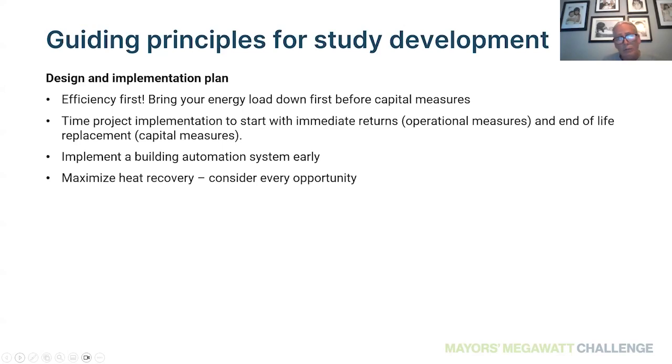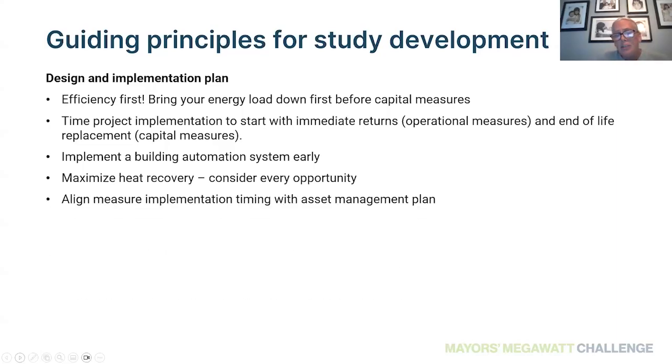Maximizing heat recovery, again, really important. There's a lot of waste heat rejected, particularly in arenas from the refrigeration plant. So really utilizing as much of that waste heat as possible in other areas of the building. Again, really important.